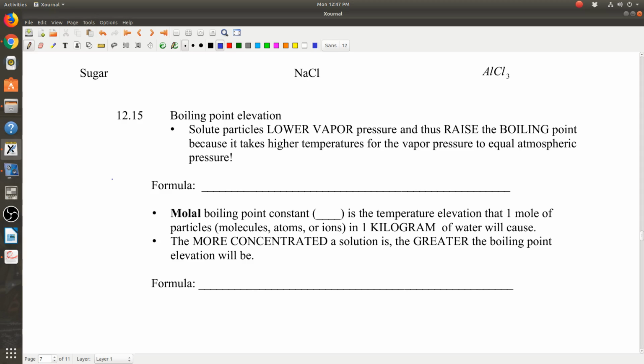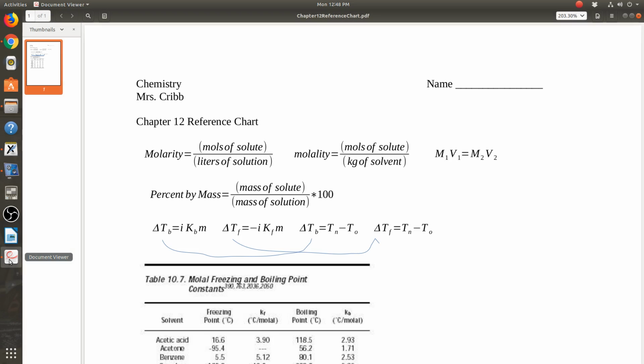So you notice I didn't write it here, but you will have these formulas in your reference chart. So let's see, how did I write that one this time? Delta T sub B, which is the change in the boiling point, is i K sub B m. All right, now I'm going to show you in the reference chart. I think this is it. Yeah. Delta T sub B equals i K sub B m. That's the first formula that you have. And if you want to write on the reference chart what all those mean, I'm okay with that.